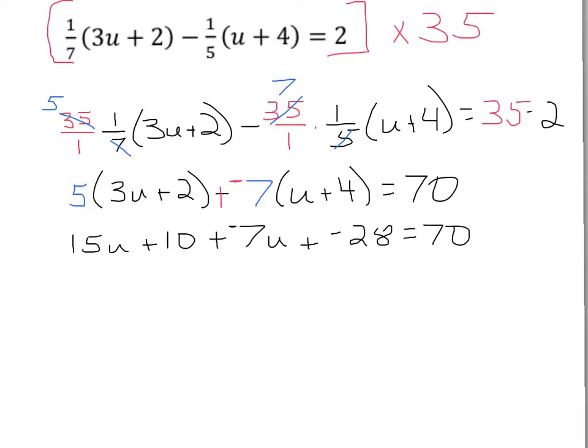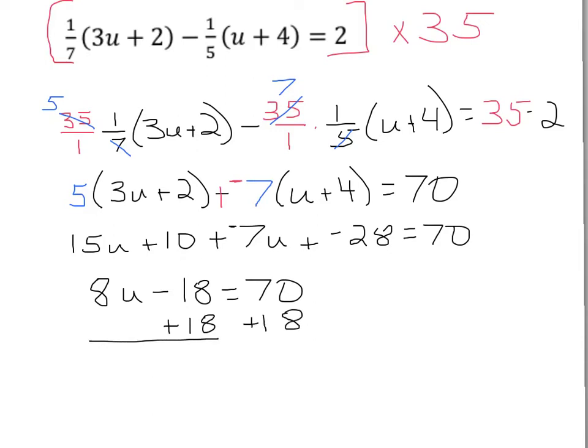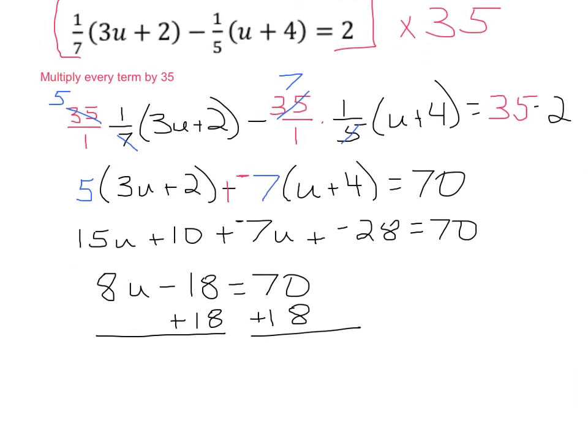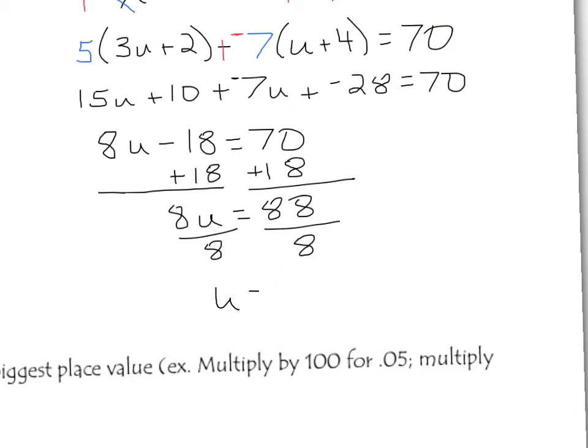So now we're going to combine like terms. 15u minus 7u gives us 8u, and 10 minus 28 gives us negative 18, which we'll go ahead and write as minus 18. Now we just add 18 to both sides. You should be getting used to that by now. That gives us 8u on the left equals 88, and when we divide by 8, we get u equals 11.